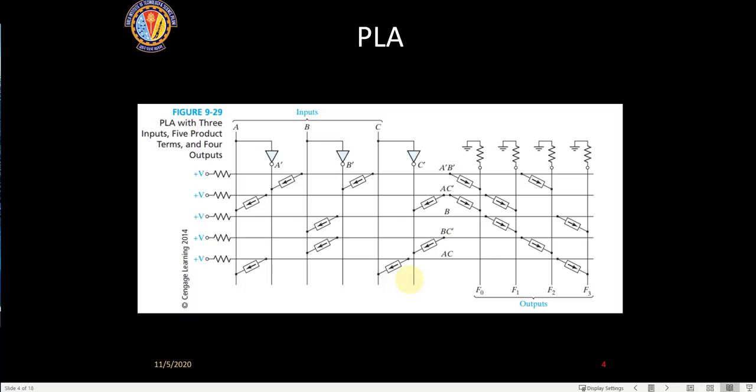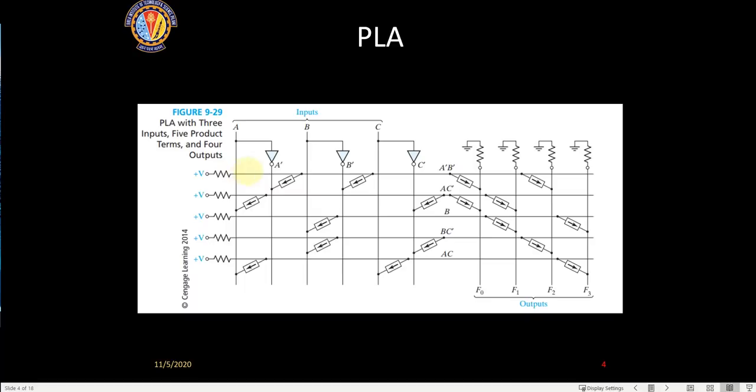Okay, tell me. Sir, I'm not able to understand this first diode between A bar and B. What's the use of that? Yes, this one, on the AND side, here.